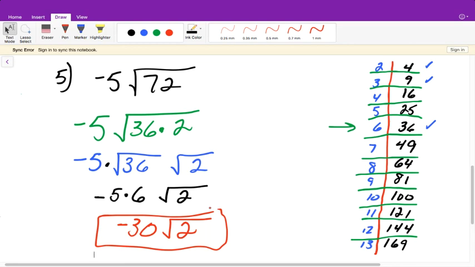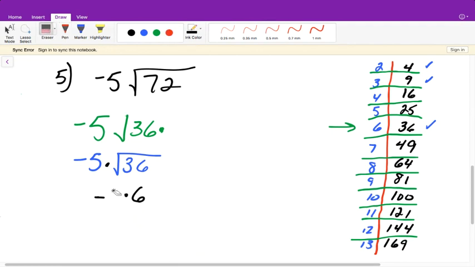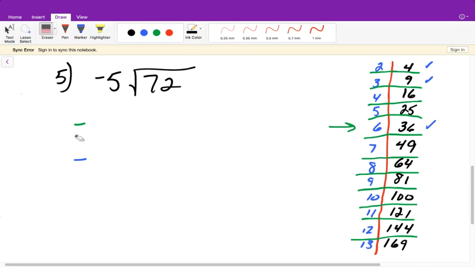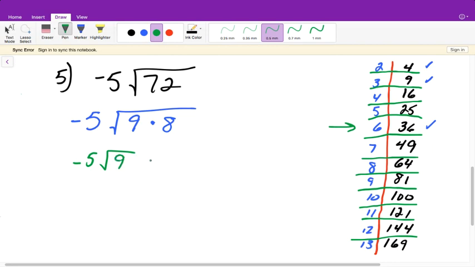All right, there's nothing else that we can do for this number, and that is the furthest that it can be simplified. All right, now I am going to erase this really quick, and I'm going to show you guys what happens if you didn't pick the largest number. Maybe you picked the smallest one. So maybe you're like, oh, I know 9 goes into this because 9 goes into it 8 times. So if you rewrite this as 9 times 8, that is fine. You can then get -5 times the square root of 9 times the square root of 8. All right, then we know the square root of 9 is 3, so -5 times 3 times the square root of 8 will give me -15 times the square root of 8.